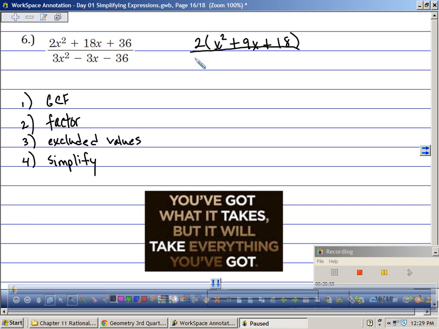Okay. The greatest common factor in the denominator.